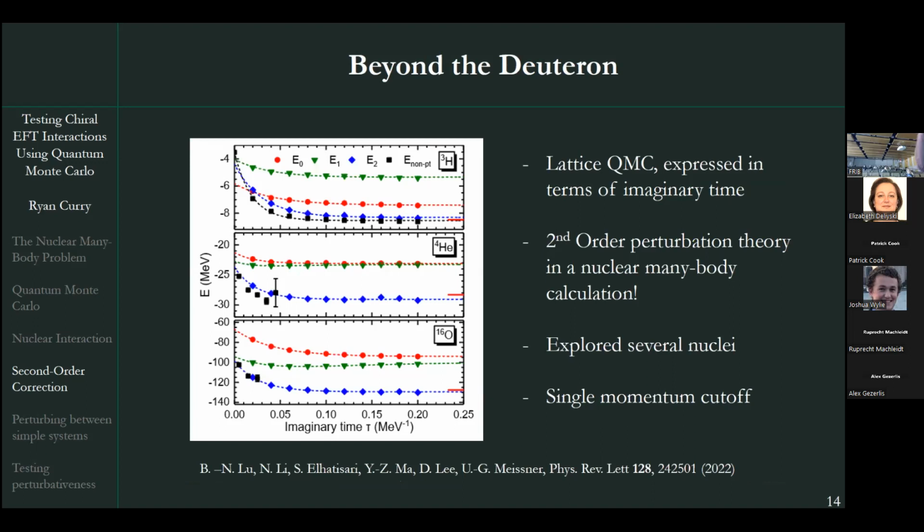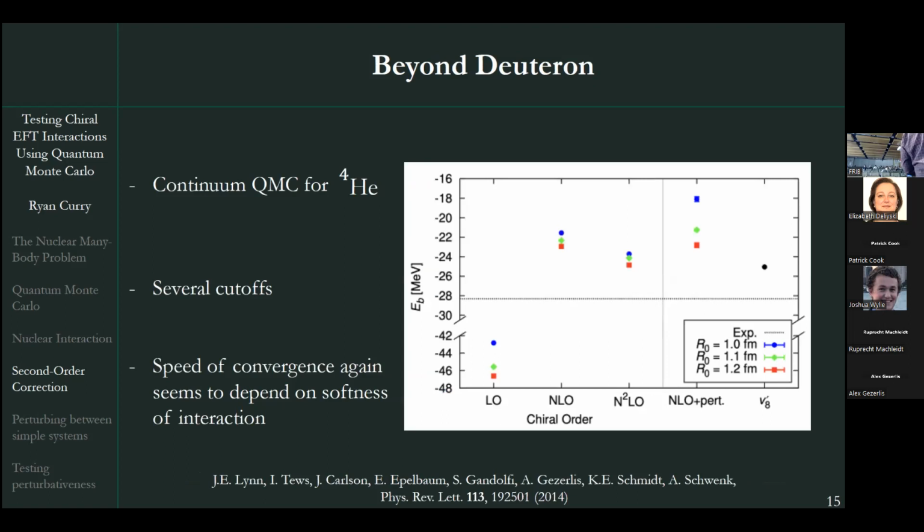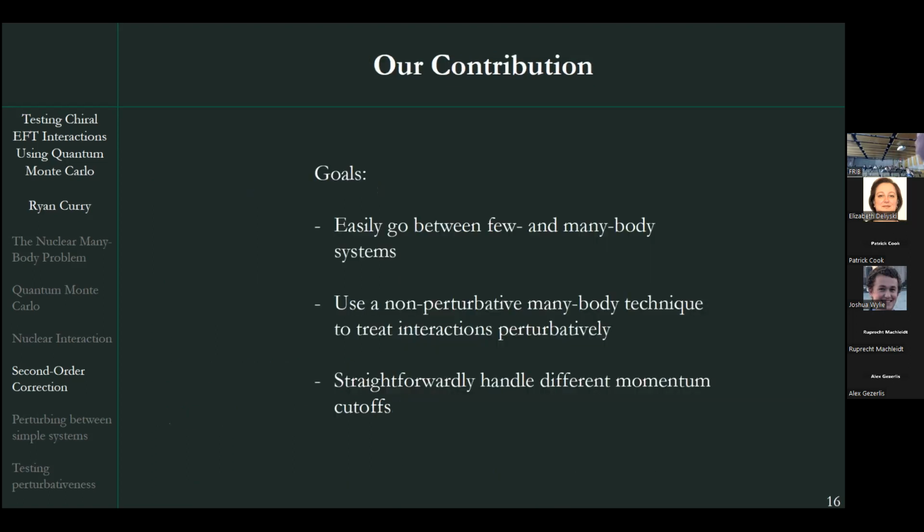There has also been a very recent paper by Dean Lee and collaborators, where they developed a method using lattice QMC to calculate the second-order perturbation theory result. They explore a variety of light nuclei for a single cutoff, and they're finding very good agreement between their non-perturbative and perturbative results. There have also been some continuum QMC calculations, only at first order, where they looked at a variety of cutoffs, and again we start to see that trend that as the potential gets harder, the convergence slows down a little bit. So now that we've set the stage, I'll talk a little bit more about what our project was trying to solve and what we did. Essentially, we wanted to develop a method that could be used for few body systems and many body systems.